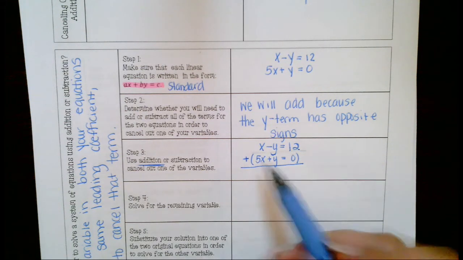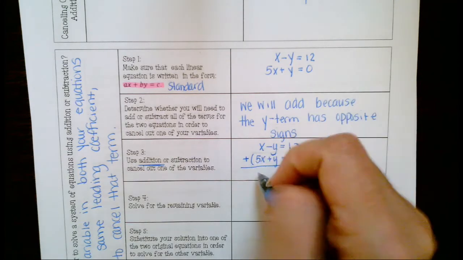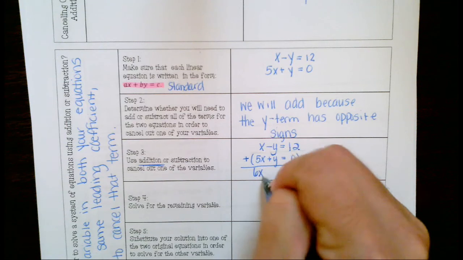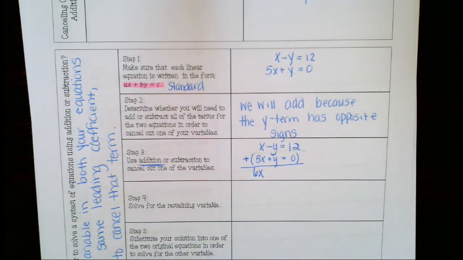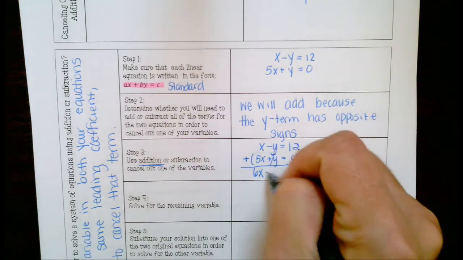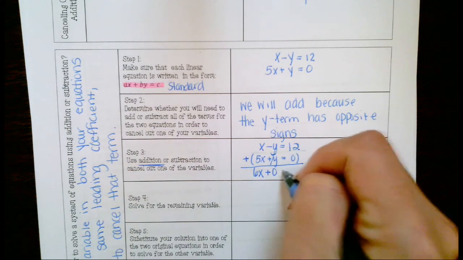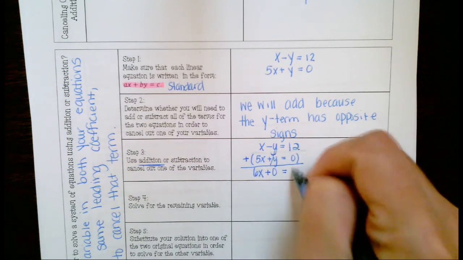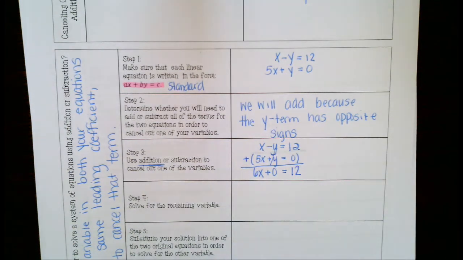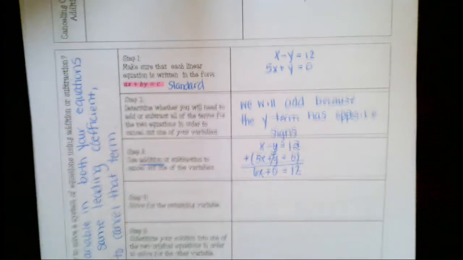All right, x plus 5x is 6x. Then we have -y plus y. Okay, that cancels each other out. We've got plus 0. Then I have 12 plus 0 is 12. All right. What that does is y is gone.